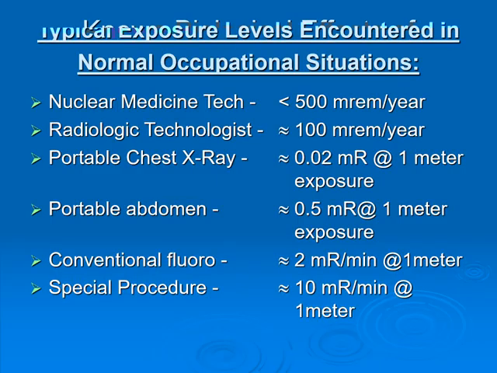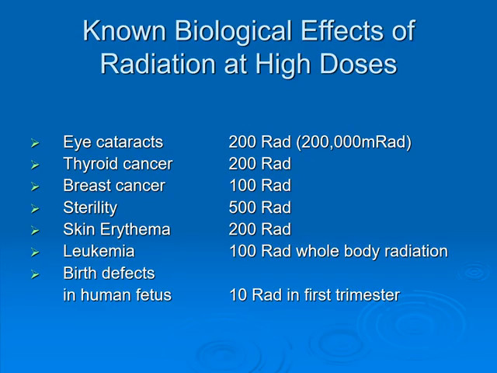1 meter. As you can see, the typical occupational exposures are nowhere near the known biological effects of radiation at high doses. Eye cataracts have been seen with exposures greater than 200,000 millirads to 200 rads. Thyroid cancer has been seen with exposures to the thyroid of over 200 rads. Breast cancer, 100 rads. Sterility, 500 rads. Skin erythema or reddening of the skin, 200 rads.